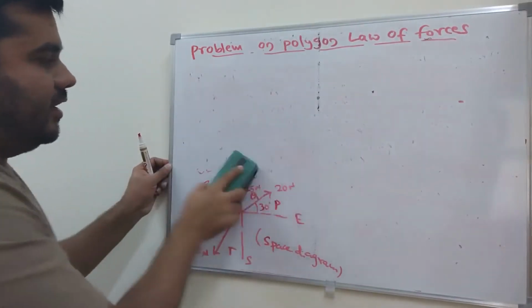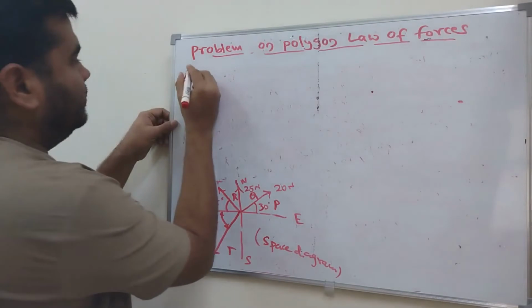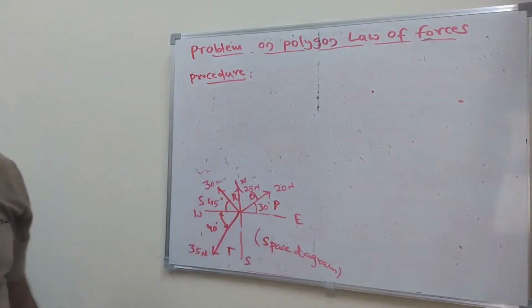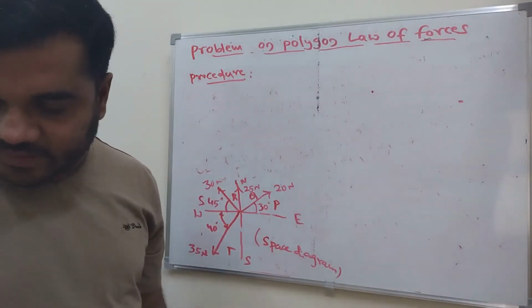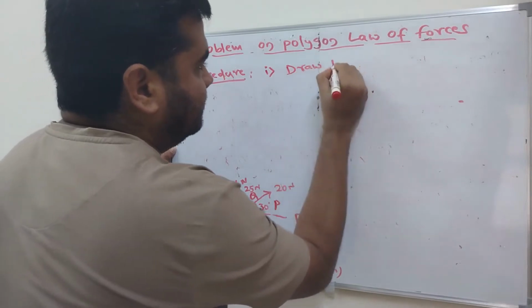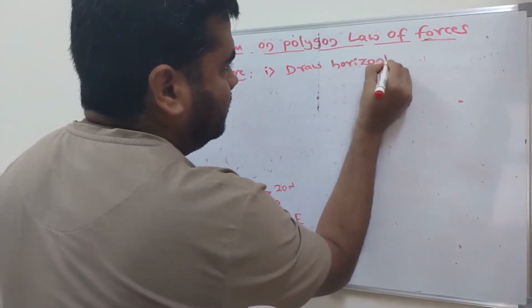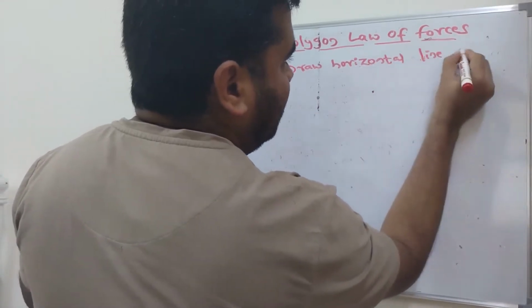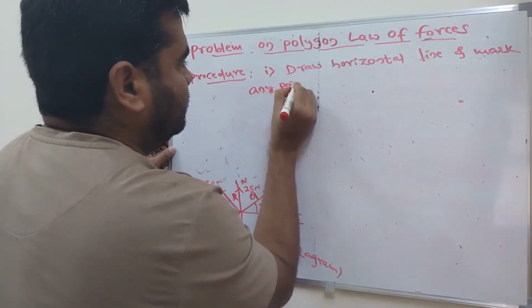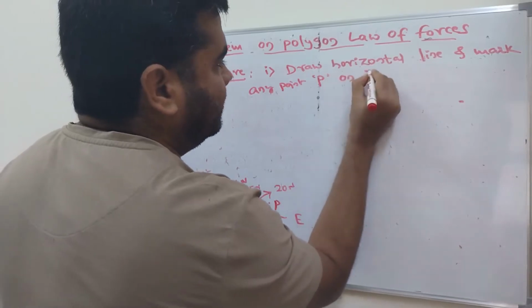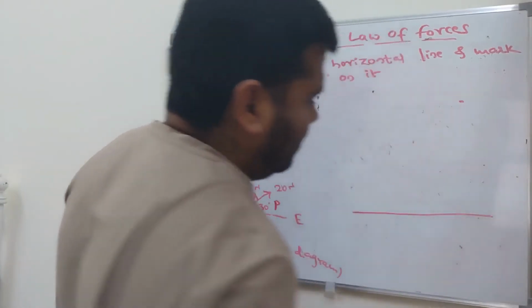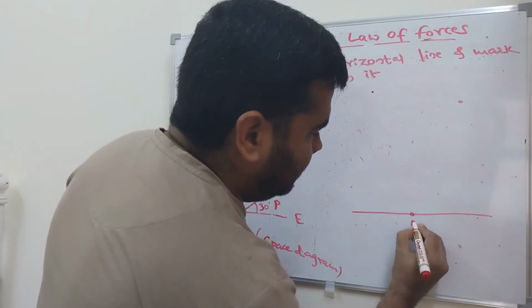Okay. Now the procedure. How to start the procedure? How do you need to start here? To find out the resultant by using the polygon method here, first, draw a horizontal line and mark any point P on the line. Okay, I started here. I draw one horizontal line and mark any point P on the line.